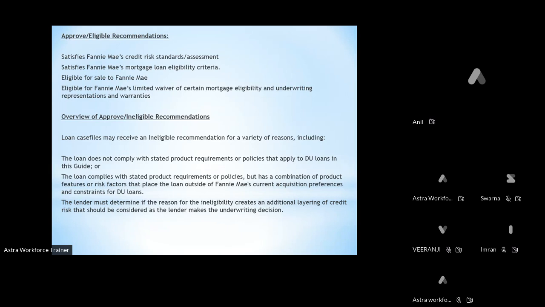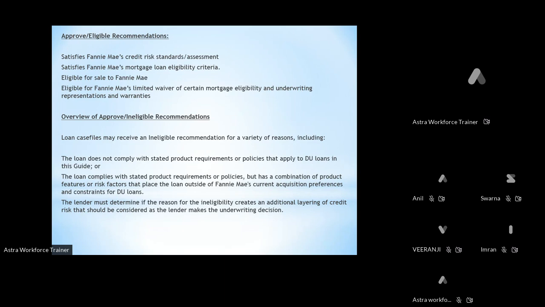So we already told you guys, right? AUS is a replica of Fannie Mae guidelines. What we have gone through till now, these are all the Fannie Mae guidelines. So if the AUS is approve eligible, then it should match all the credit risk assessment, the income, liability, and the loan eligibility, whatever we have gone through. Based on the Fannie Mae guidelines, the loan will be approved. That means it's approve eligible for selling to the investors.